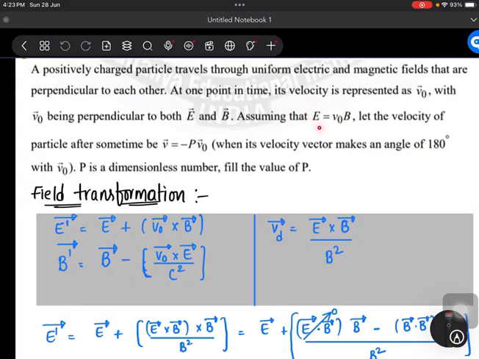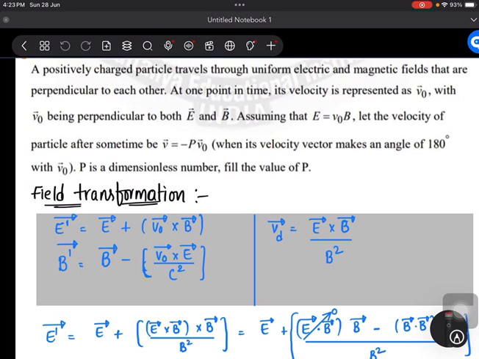Assuming that E is equal to V0 into B, let the velocity of the particle after some time be V bar equals minus P0 into V bar, when its velocity vector makes an angle of 180 degrees with V0 bar. P is a dimensionless number. What is the value of P here?